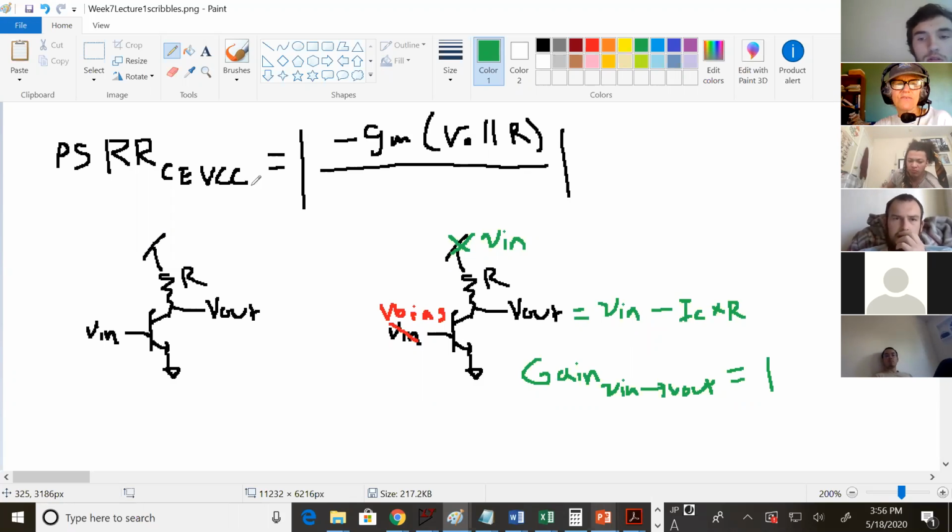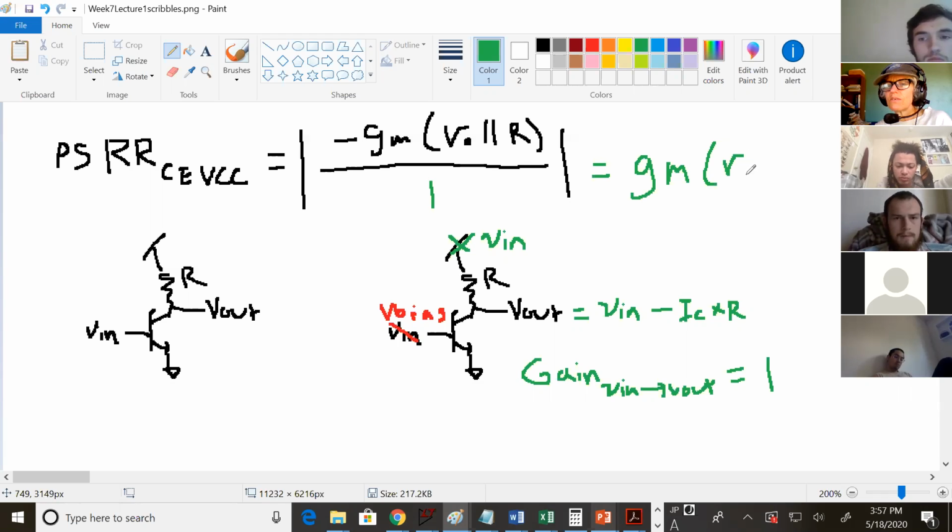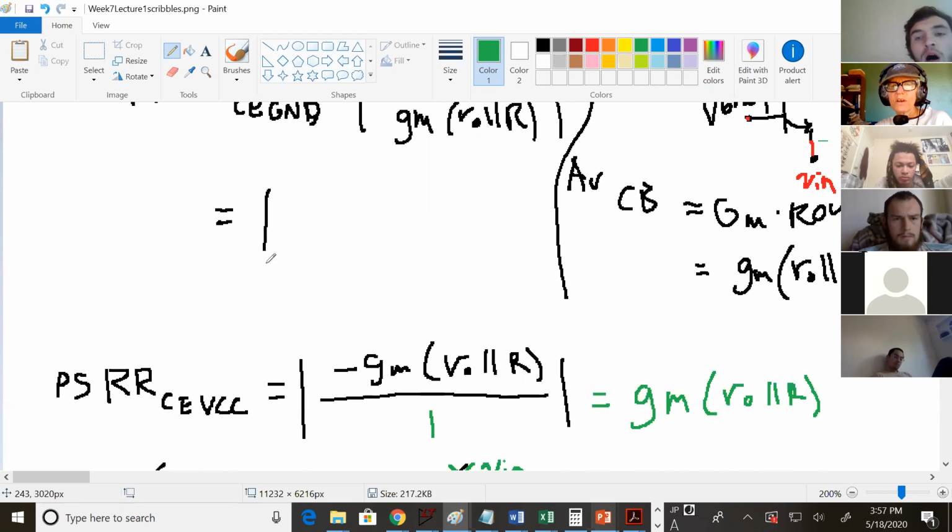It's already written up here. So now your gain is 1. So now your power supply rejection ratio is just gm ro parallel with R, which is much better than the one you got up here.